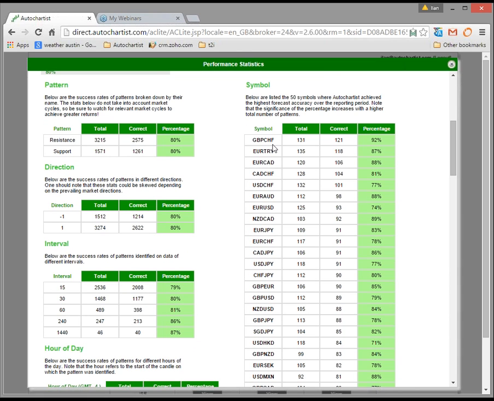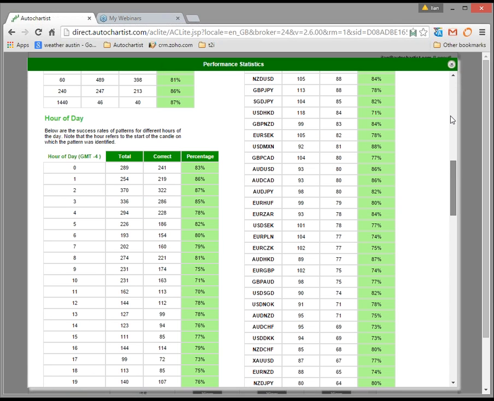So, for example, in the last 6 months, GBP Swiss franc, we identified a total of 131 emerging key levels, of which 121 hit their target region. All right, that's a 92% hit rate. And so you can actually go through this list and figure out what works for you and what doesn't.